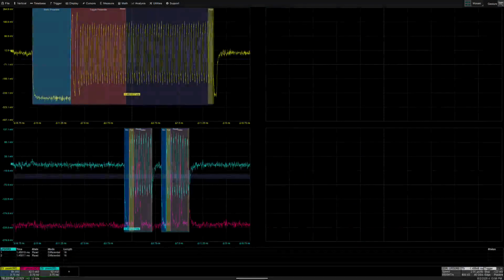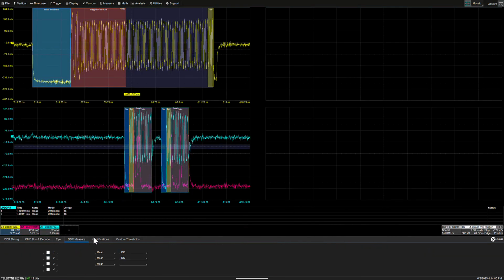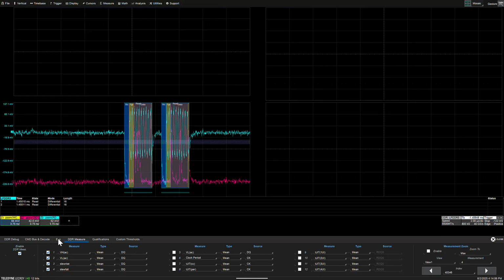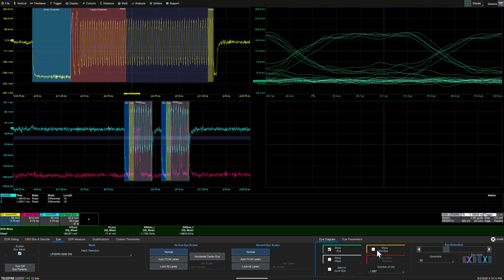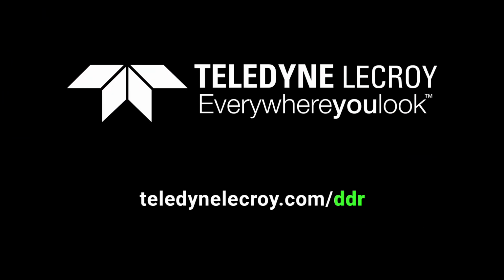Now, let's make a quick measurement and generate an eye diagram for our read burst. As you can see, all these processes are seamlessly handled by the LPDDR5 Debug Toolkit. That's a quick look at the LPDDR5 Debug Toolkit in action.